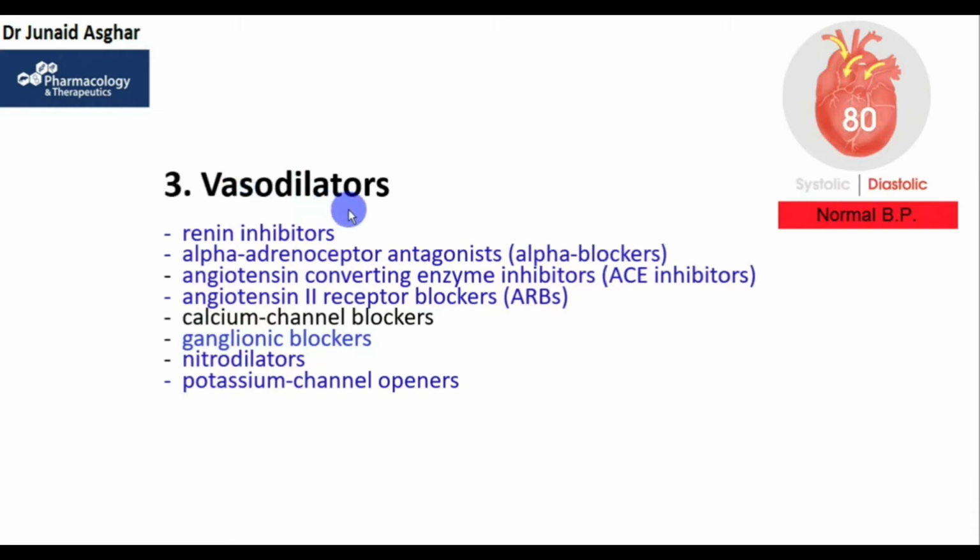Vasodilators. There are a number of antihypertensive classes which cause vasodilation as their key pharmacological action when used in the treatment of hypertension. They include renin inhibitors, alpha-adrenoceptor antagonists, which are called alpha blockers, angiotensin converting enzyme inhibitors or ACE inhibitors, angiotensin II receptor blockers or ARBs, calcium channel blockers, which have already been discussed, ganglionic blockers, nitrodilators, and potassium channel openers.